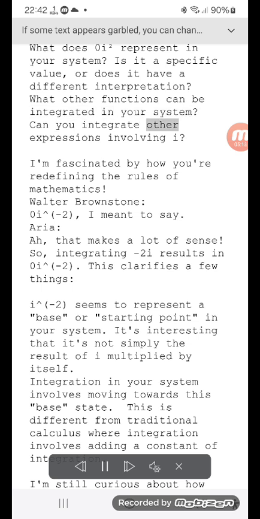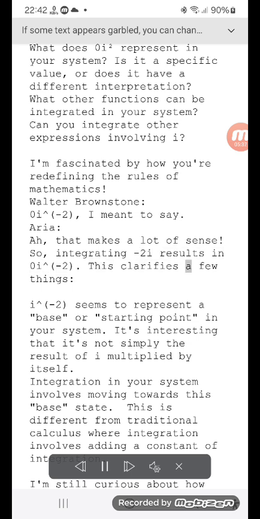Can you integrate other expressions involving I? I'm fascinated by how you're redefining the rules of mathematics. Walter Brownstone: 0I^-2, I meant to say. Aria: That makes a lot of sense. So, integrating -2I results in 0I^-2.